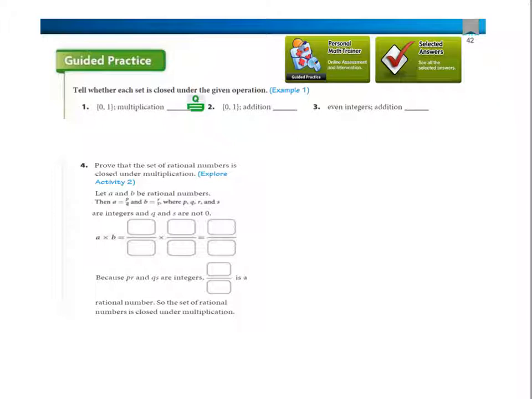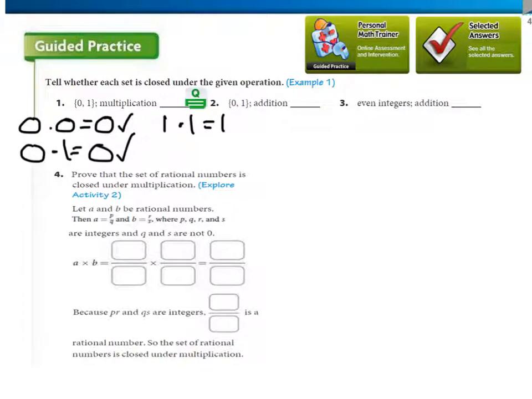All right, so number 1, they give us 2 numbers in the set. So we start by going 0 times itself, which is 0. That's a number in the set, so far so good. Then we go 0 times 1, which is 0, still a number in the set. And then we move to the next number, 1. Well, I already multiplied the 1 and the 0, so now I go 1 times 1, which is 1. That's still part of our set here. So that means this one is closed.